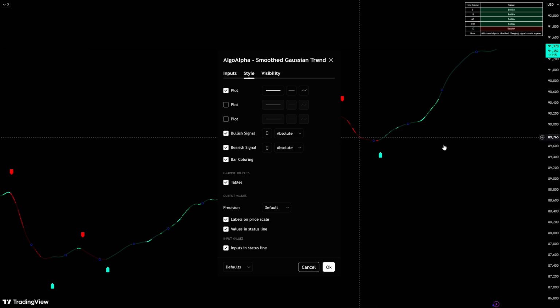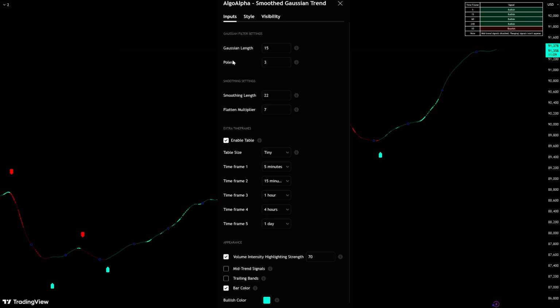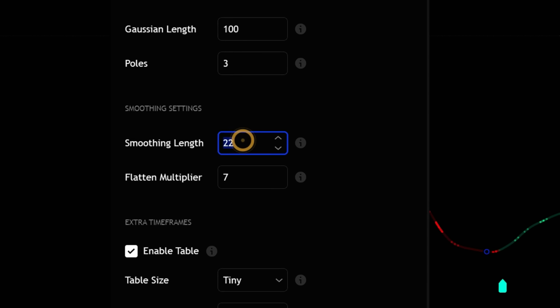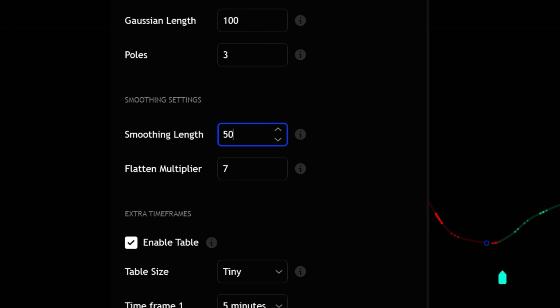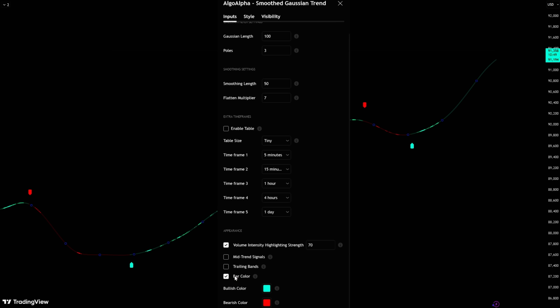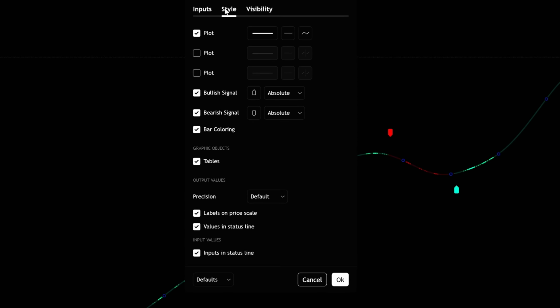In the settings, set the Gaussian length to 100 so it focuses on true market direction instead of short-term movement. Set the poles at 3 for controlled smoothness and set the smoothing length to 50 to reduce unnecessary volatility. Now set the flatten multiplier to 7 to prevent constant color flipping during sideways markets. In the Style tab, disable all signals options. This indicator defines direction only. It does not generate entries.